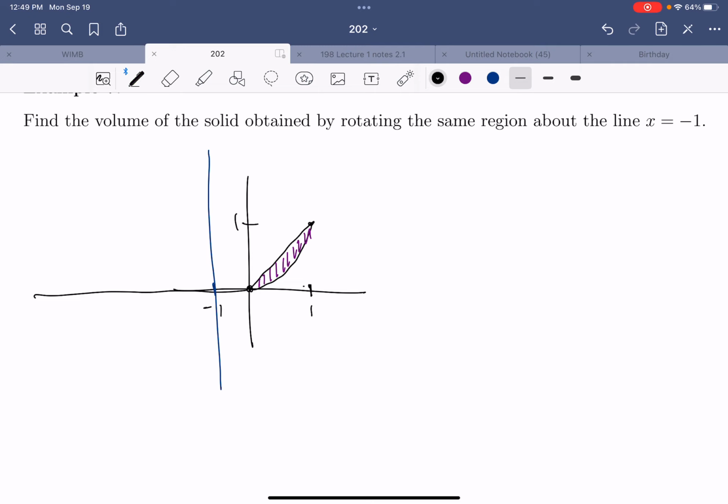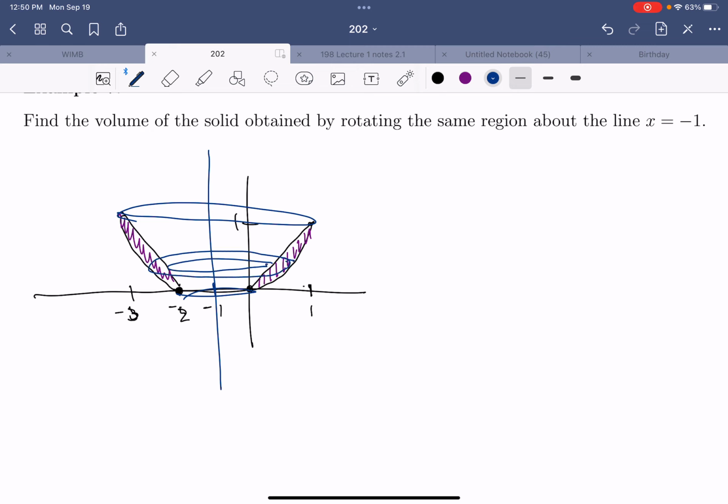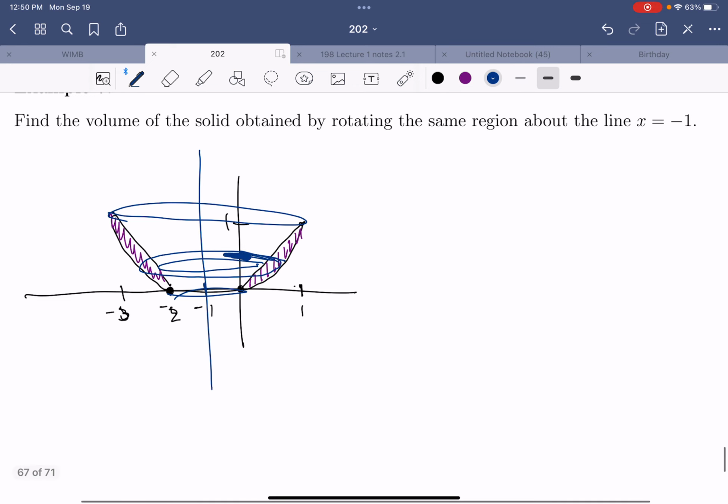So if this is -1, then my point at 0 will come over here to -2. And the point at 1 will move over to -3. And so it will look something like this. And that's the same area. And we're rotating it around. And so our cross-sectional area, again, is a disk. Sorry, not a disk, a washer. This is a washer.